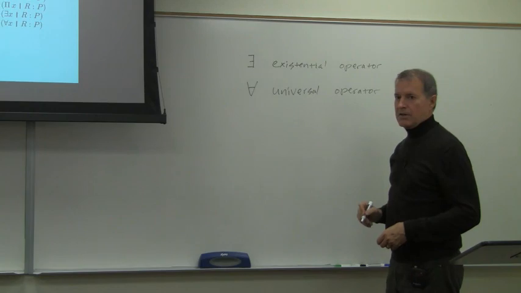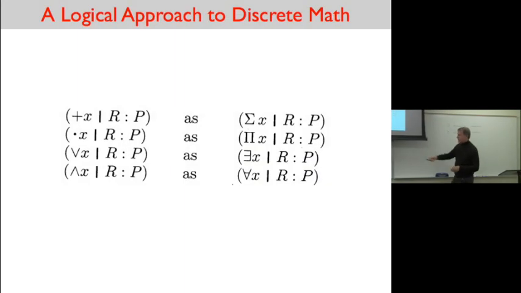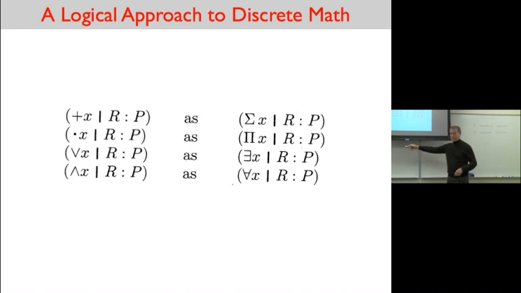Okay? So up until now, over here we did plus. Well, probably from now on we're going to use capital sigma. Occasionally you might drop back and do the actual operator. But we just have to know that when it's in the dummy part of a quantification, then sigma means addition, pi means multiplication, the existential operator means or, and the universal operator means and.